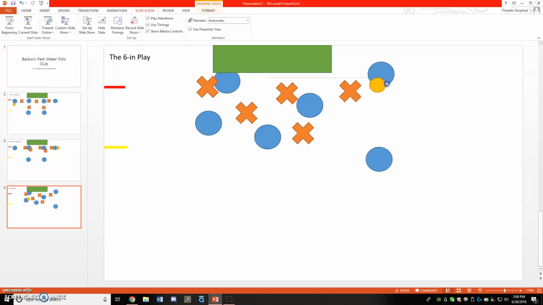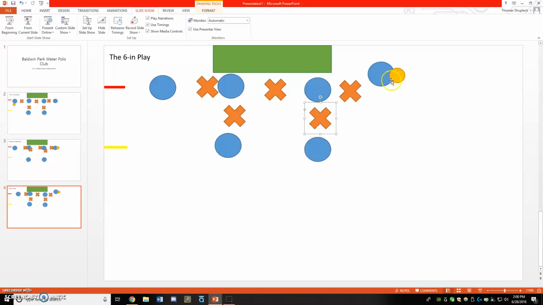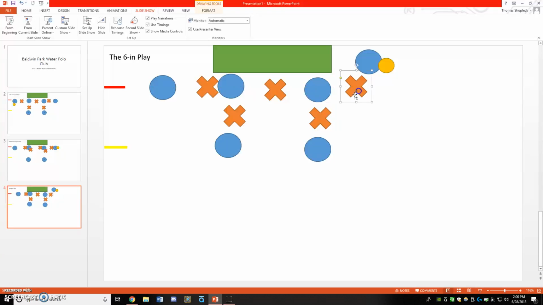So the whole point of the 6 in, I hope you see, we'll reset it so I can show you one more time. The whole point of the 6 in is if the defense doesn't know what they're doing, you just run the 6 in and you immediately pass that ball there and it's going to be an automatic goal or a 5-meter if they foul you. So if the defense actually knows what they're doing, they're going to be here. They have to respect the post.